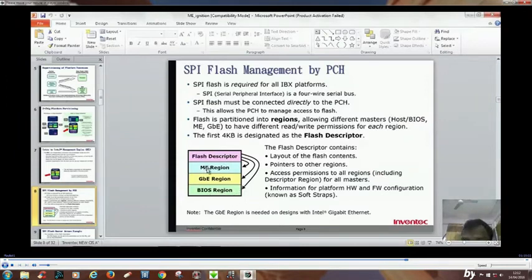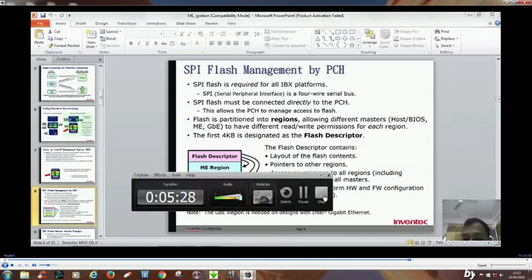And what are the regions? It has the AMI region, the GBE region, the BIOS region, and the management engine region. GBE region means the Intel internal LAN region, right? And here is the BIOS region. So the SPI chip, that is a 4 MB or 8 MB BIOS chip connected to the PCH, is divided into 4 parts. The first is the flash descriptor, the second is the AMI region, the third is the GBE region, and the fourth is the BIOS region.